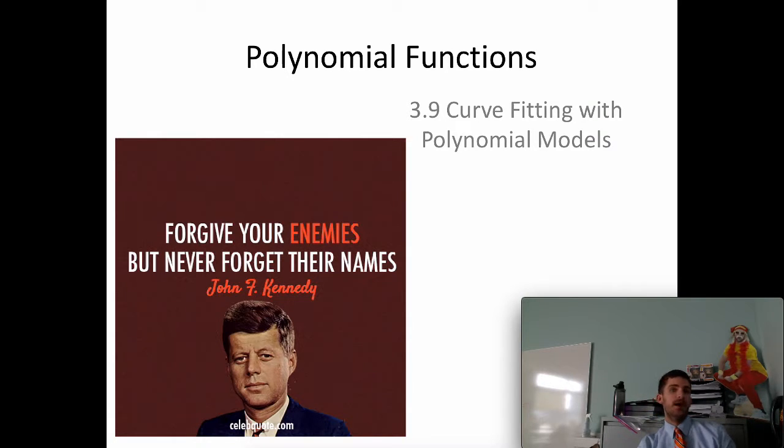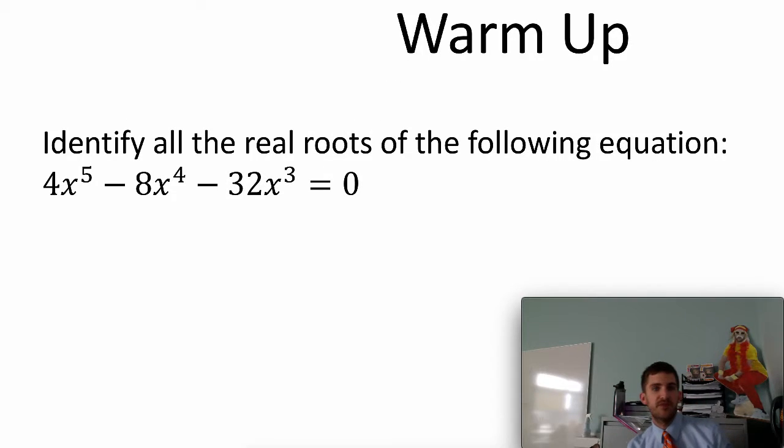Section 3.9 is about curve fitting for polynomial models. Before we get into that, let's do a quick refresher on how to find some roots. So we've got the equation 4x to the fifth minus 8x to the fourth minus 32x to the third equals 0. Folks, when you see this, I would suggest factoring out a greatest common factor.